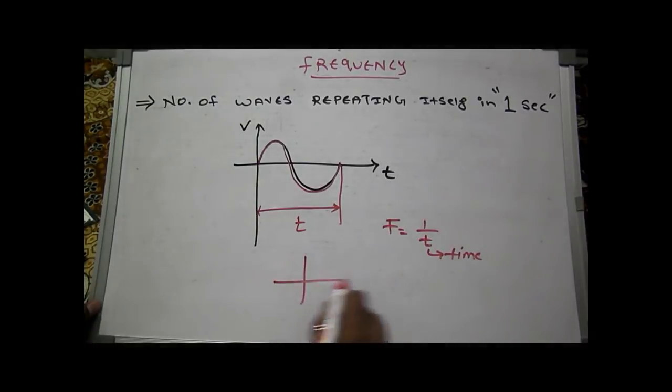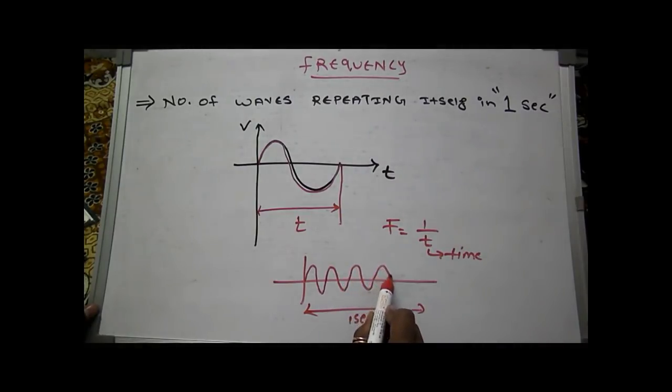To know the frequency, if we consider this whole time as 1 second, then the number of waves coming in that 1 second matters. For example, 4 waves: this is the first wave, this is the second wave, this is the third wave, and this is the fourth wave. If we have 4 waves in 1 second, then it is called 4 hertz.